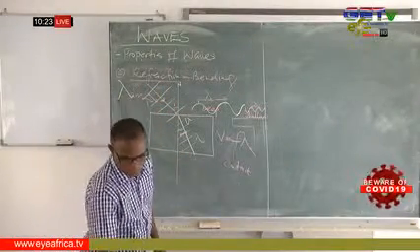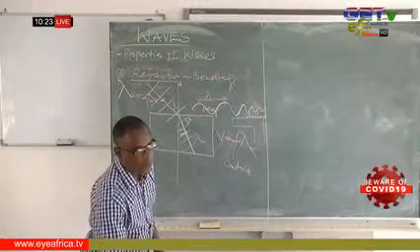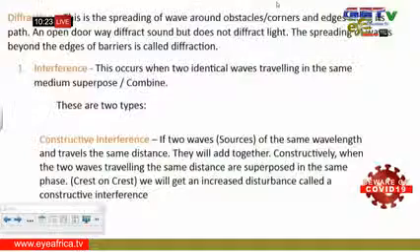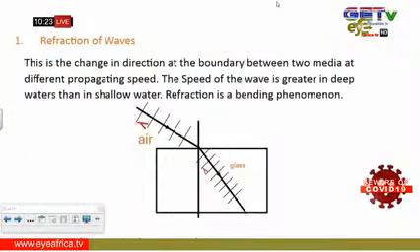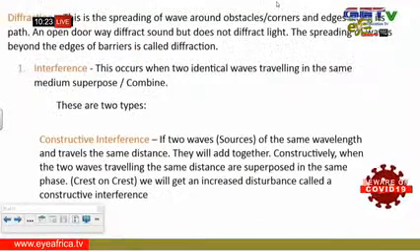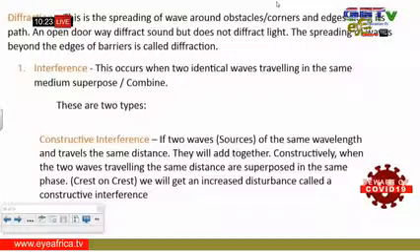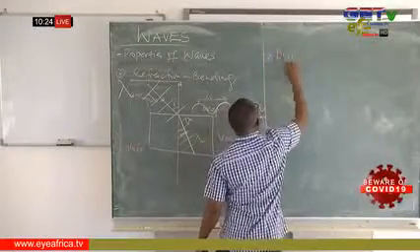So now we have already discussed refraction. So now we'll go to the third property. The third property is diffraction. Remember all this diagram, I've said reflection. The second one is refraction. Now I'm going to diffraction. Diffraction number 3 is diffraction.